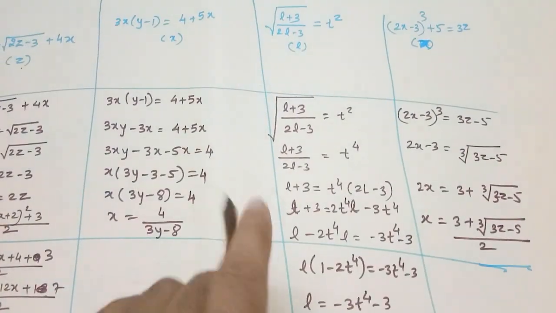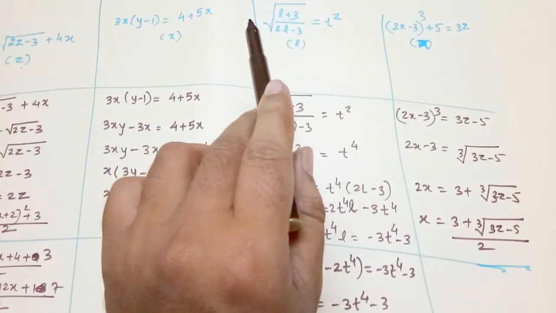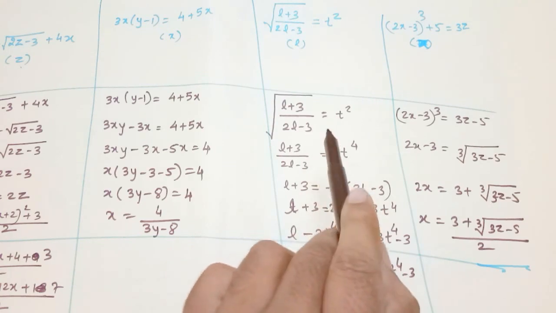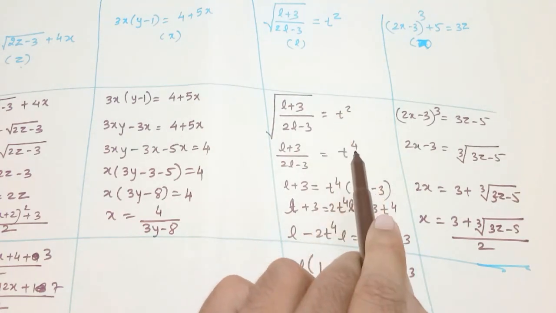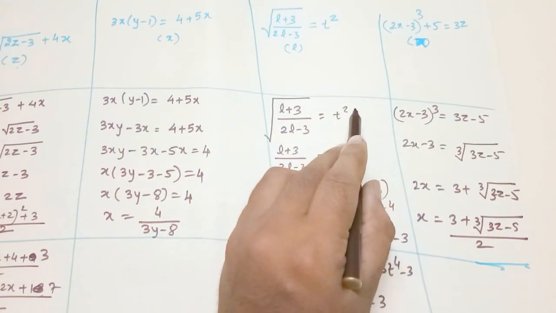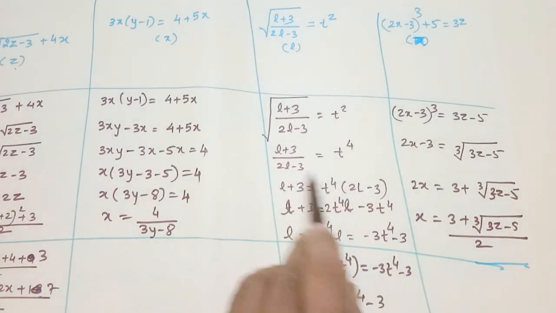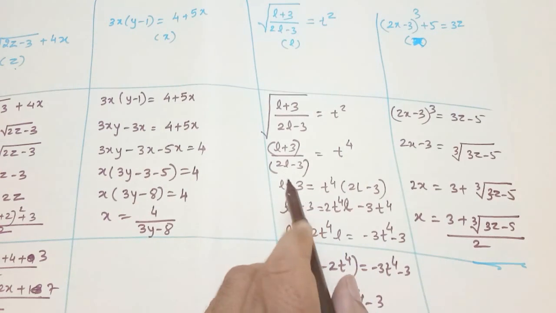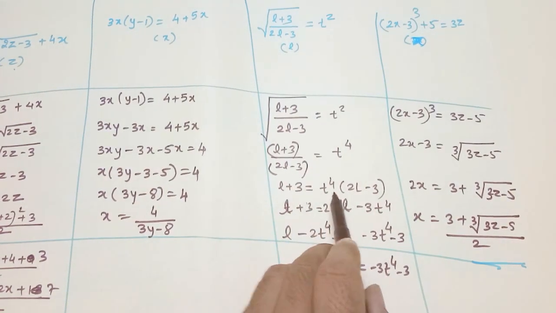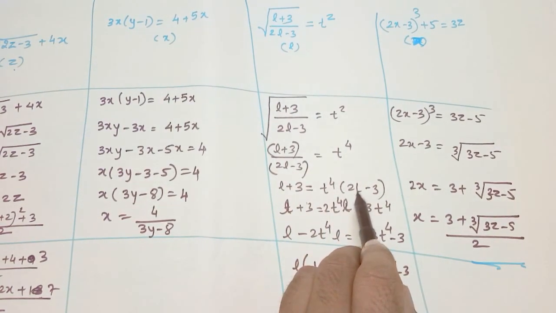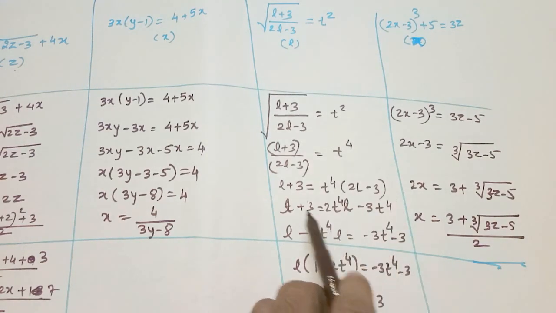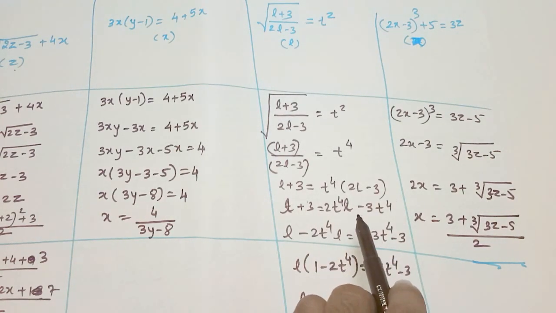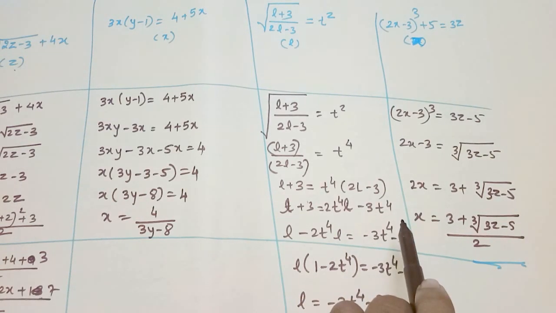Now the little tricky one is out here. The question was, the subject to make was L. When you have a square root and you take squares on both sides, you're going to get t squared, the whole square, which is going to be t to the power 4. Then you cross multiply because this is like a single number. So you're going to put a bracket around it. Now L plus 3 is equal to t to the power 4 times 2L minus 3. Now you're going to open up the bracket.